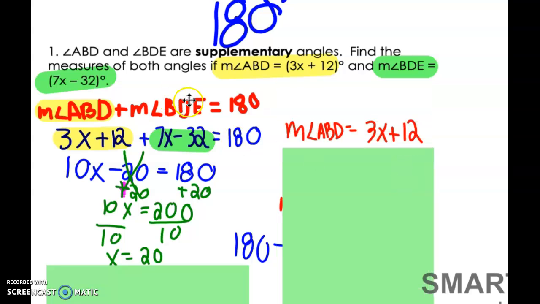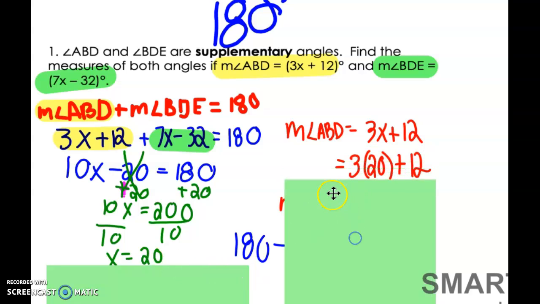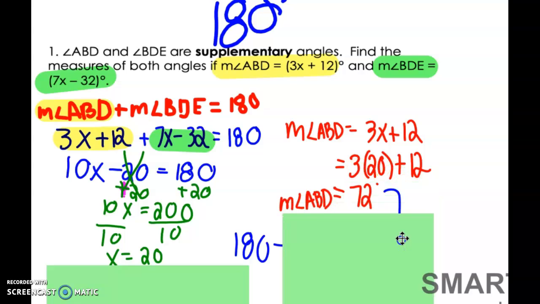So here from the problem, the measure of angle ABD is equal to 3x plus 12. Everywhere we see an x, we want to replace it with a 20 because we just solved and found that x is equal to 20. So we get the measure of angle ABD is equal to 3 times 20 plus 12, which when you calculate that is 72 degrees.